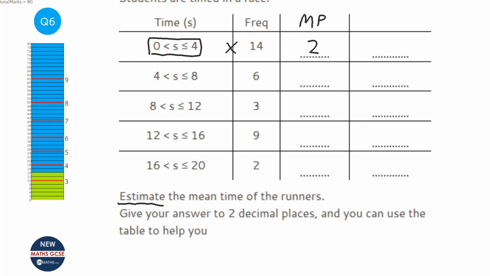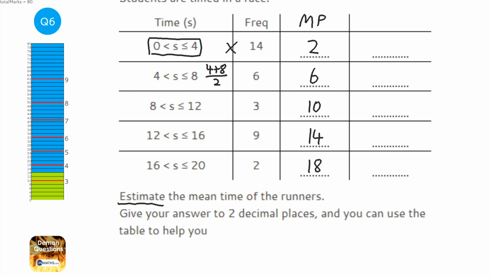So we find the midpoint of each of the groups, and the way of doing this is just adding the lowest and highest value together and dividing it by 2. Or just having a look. 4 to 8 will be 6, 8 to 12 halfway would be 10, 12 to 16 halfway would be 14, and 16 to 20 halfway would be 18.